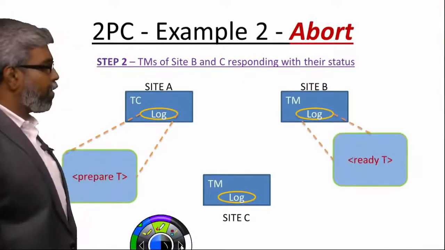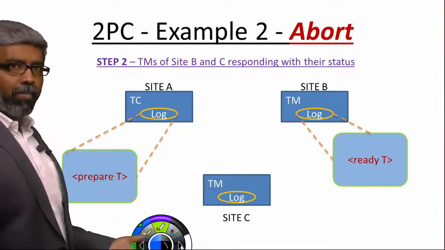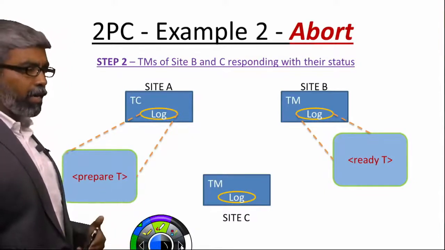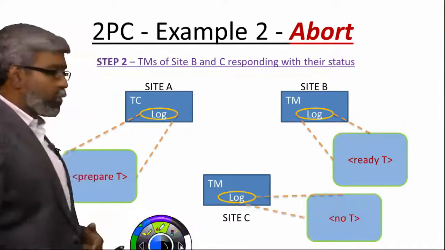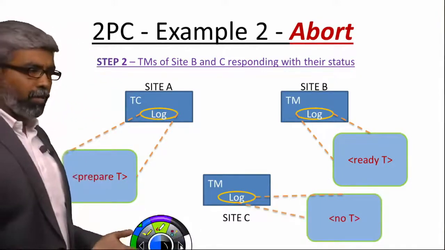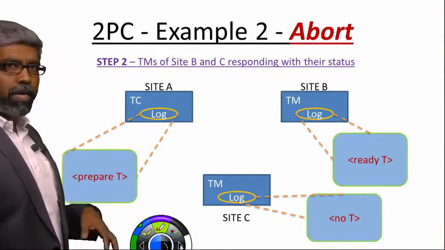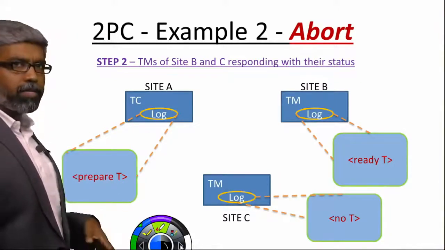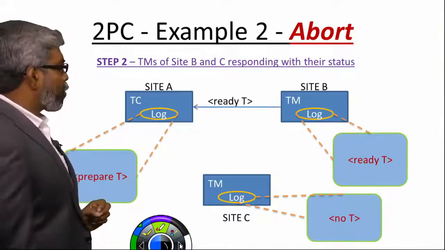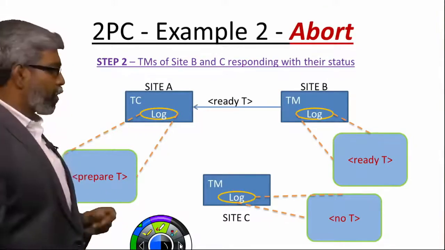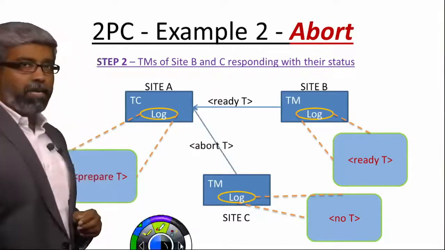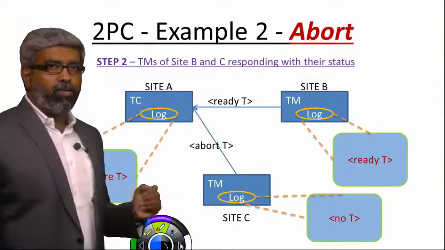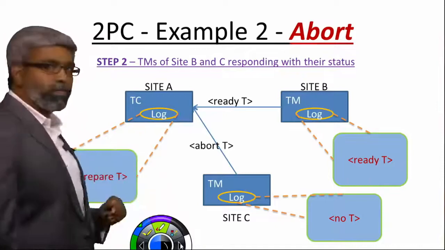In step 2, upon receiving this message, the participating sites respond. For example, site B is ready to commit, so it writes a ready T message in its log file. Site C is not ready to commit for some reason, so it writes no T in its log file. Site B responds with a ready T message because it is ready to commit, but site C responds with an abort T message because it is not ready to commit.